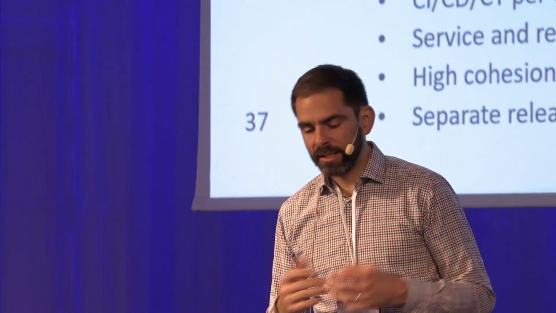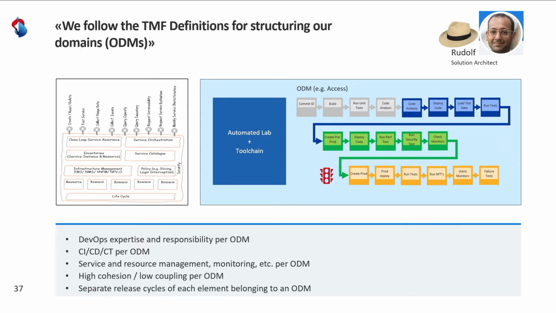So within an ODM, an operation domain, there's high cohesion. Externally to that ODM, there's loose coupling. So we do expose a few APIs, but the entire complexity is hidden within that ODM. We can also separate release cycles of each element belonging to an ODM, and the release cycles of various ODMs don't have to depend on each other.